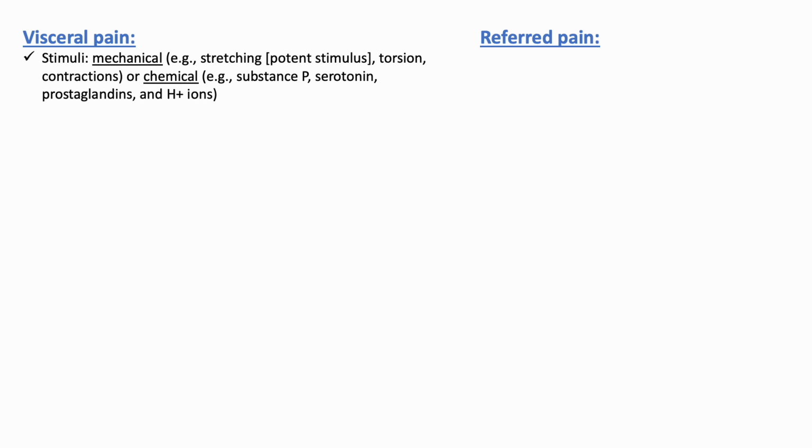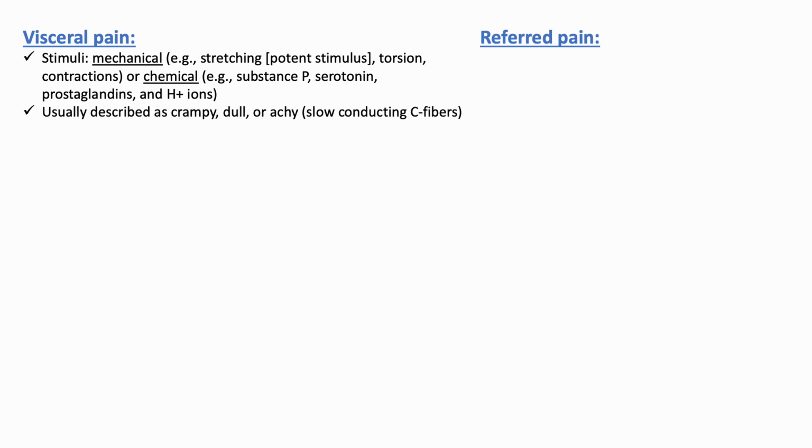So for the visceral pain, there are basically two stimuli for that. There's mechanical stimuli and there's chemical stimuli. Mechanical stimuli, for the classic example, is bowel obstruction. So this type of pain usually starts with stretching, which is a really potent stimulus, or torsion or contraction of the organ. And the chemical stimuli basically happens with inflammation or infection, for example, and usually due to many substances, including substance P, serotonin, prostaglandins, and hydrogen ion that you usually see in acidosis, for example.